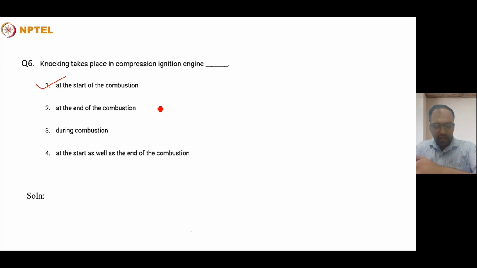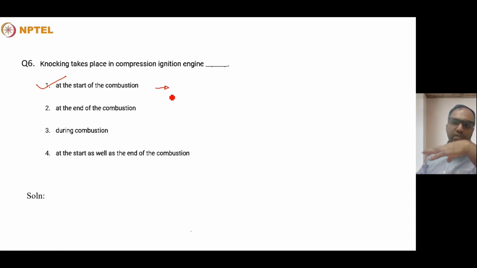The more the delay period, the greater the increase in pressure, and this raises the pressure as well as temperature, giving a chance of knocking or pre-ignition, which is abnormal combustion. So knocking takes place at the start of combustion. The difference with the SI engine is that in the SI engine, the knocking happens towards the end of the combustion.